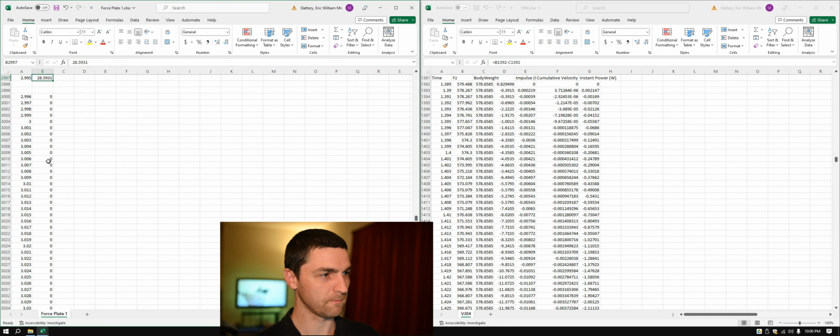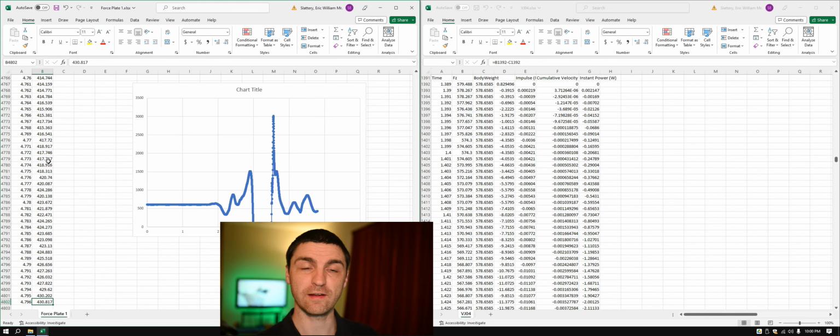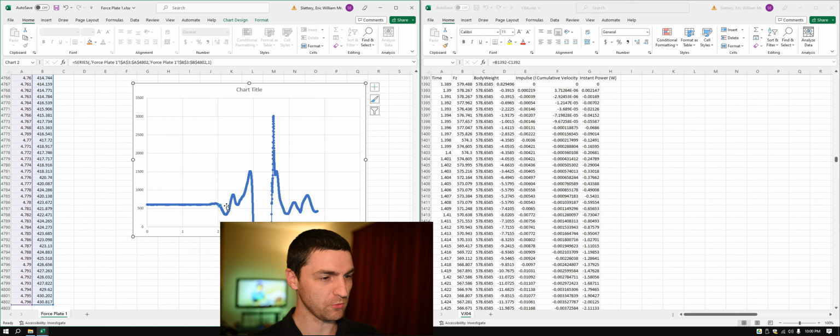Cool. Now I'm going to go back down here. We're going to determine where the jump was. So when they started the jump. Most people would say when they started moving their arms here. However, I'm going to move it just slightly over to when it crosses their body weight.